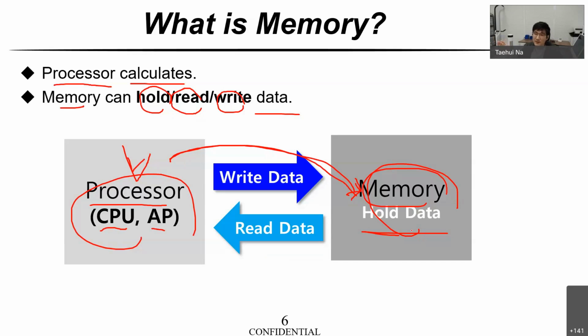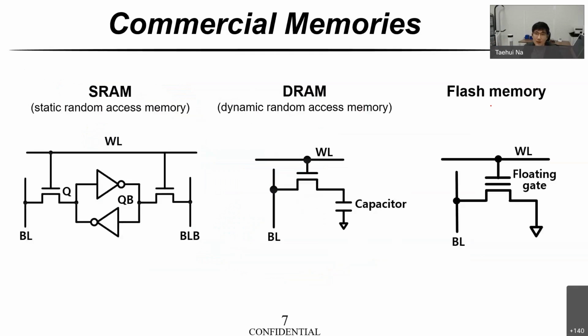And again, let's think about it. Our IoT device mode has changed from the standby mode to the active mode. In this case, the processor needs to read the data from memory to the processor. This operation is called read operation. So memory can hold data, read data, and write data. This is the major role of the memory.